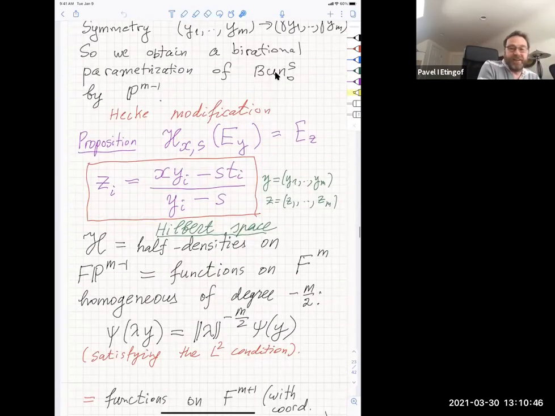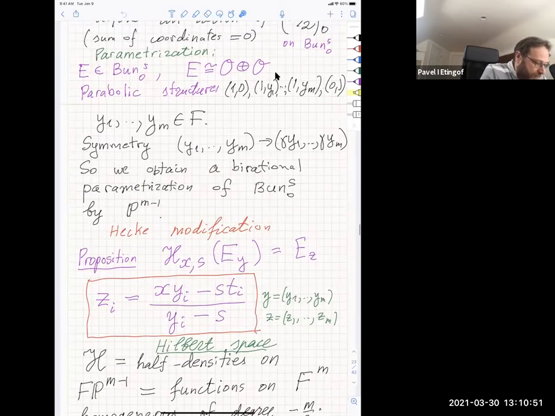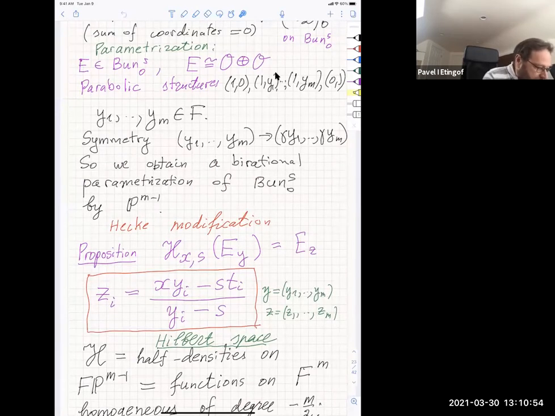Okay, so then Hecke modification, again, it is similar to what we did last time. We had a formula for it. So we have this bundle E sub y, which is attached to vector y1 through ym. And Hecke modification of that will be bundle E sub z. And then the proposition is that z is expressed in terms of y by this very nice formula. Zi equals to x times yi minus s times ti over yi minus s. So where y and z are like here.